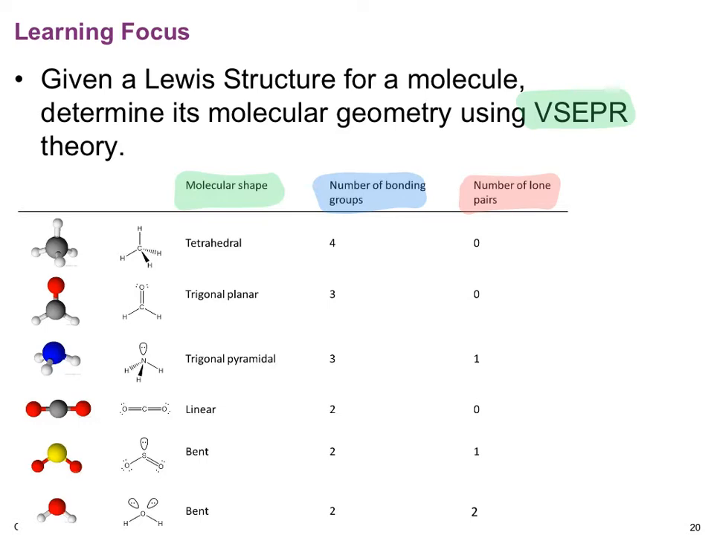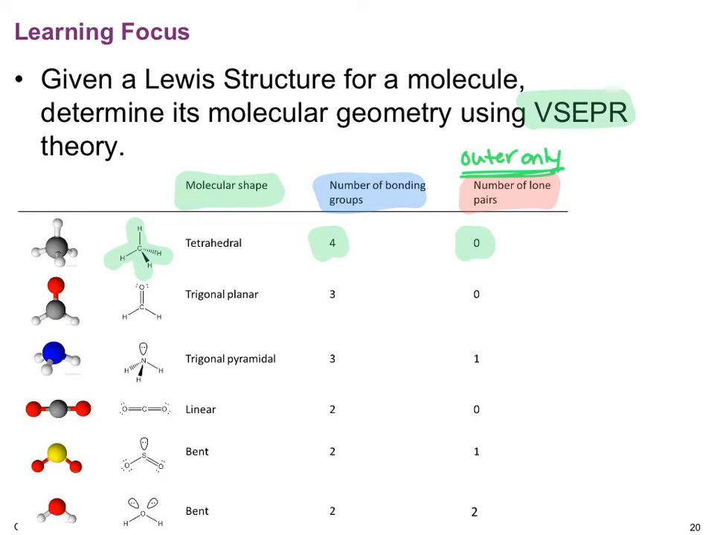So let's look at these. So tetrahedral, we've got 4 bonds to the central atom. So that's 4 bonding groups. There's no lone pairs. And this lone pair count is on the central atom only. And that is one thing that really trips people up, is they want to count lone pairs on the exterior atoms. Do not do that. And we'll see an example in the next one here.